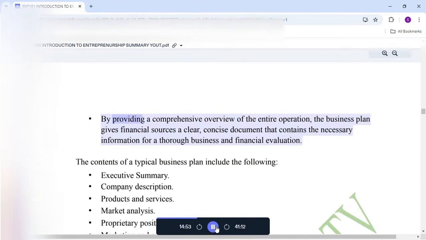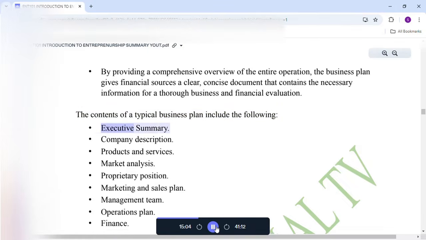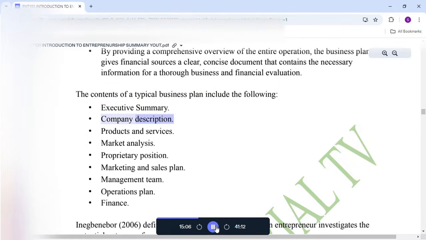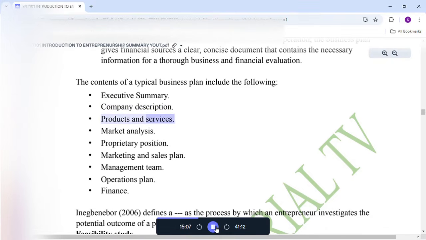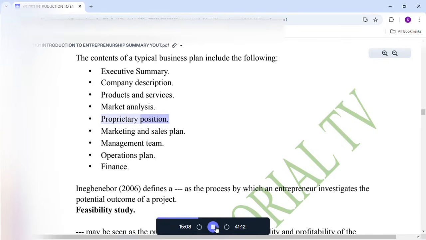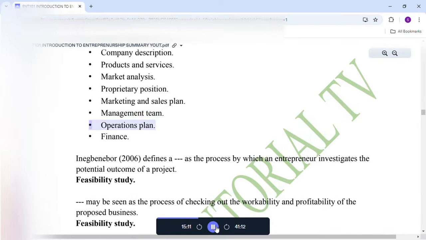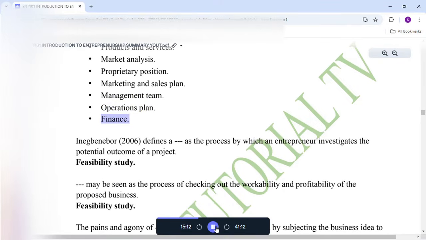By providing a comprehensive overview of the entire operation, the business plan gives financial sources a clear, concise document that contains the necessary information for a thorough business and financial evaluation. The contents of a typical business plan include the following: executive summary, company description, products and services, market analysis, proprietary position, marketing and sales plan, management team, operations plan, finance.